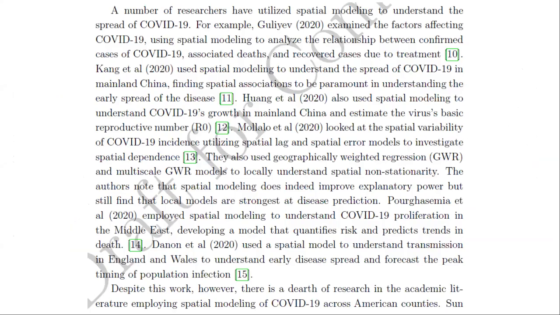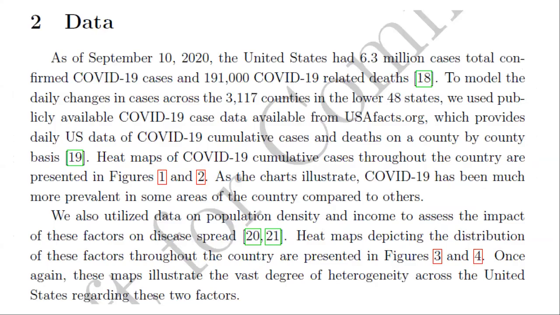All right, so now a number of researchers have utilized spatial modeling, so it just goes through a bunch of people, and I'm not showing every paragraph in the paper, but just saying that stuff like this has been done. And then it ends with, despite this work, there's a dearth of research in the academic literature applying this to the United States. And, you know, given that this is at a think tank in the United States, which is going to be advocating for certain policies in the United States, it would be useful to have such data for the US. All right, so data. As of September 10th, the US had 6.3 million confirmed COVID cases total, and 191,000 related deaths. So there is a word here that I am extremely happy that my student used.